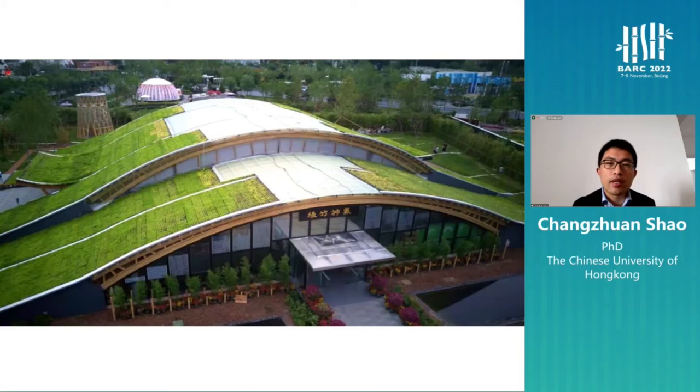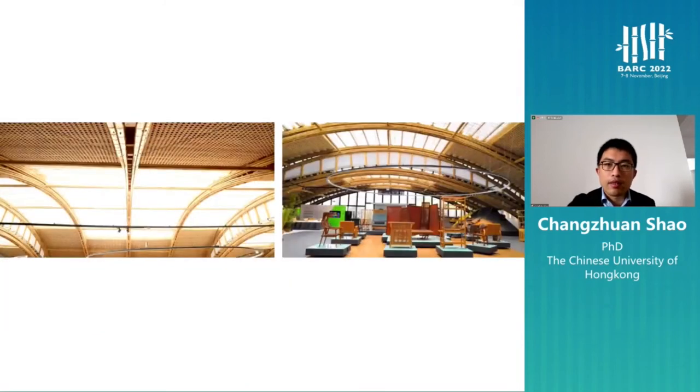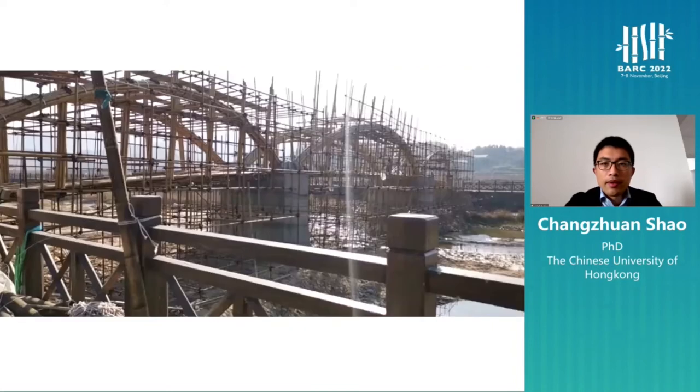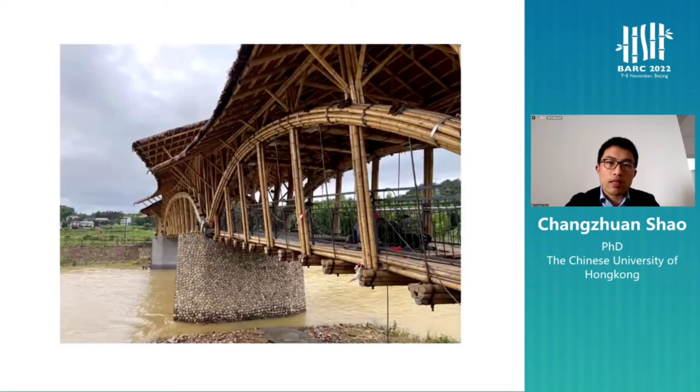This is an arc structure, and we use raw bamboo. This is a picture from the construction site. It is an arc structure, and we only had 10 months to finish the project. This is another project. This bridge is 55 meters long, located in the national park in the Wuyi Mountain in Fujian province. The span is 15 meters. This is the picture after completion.